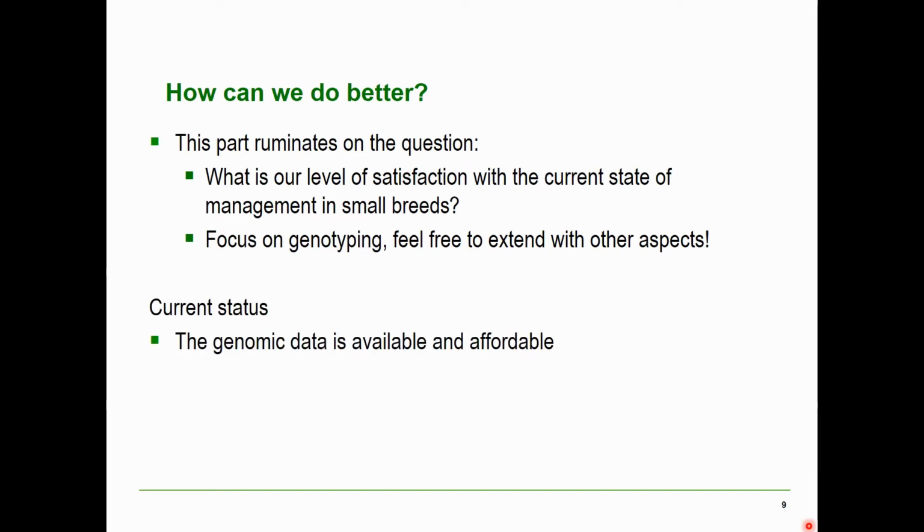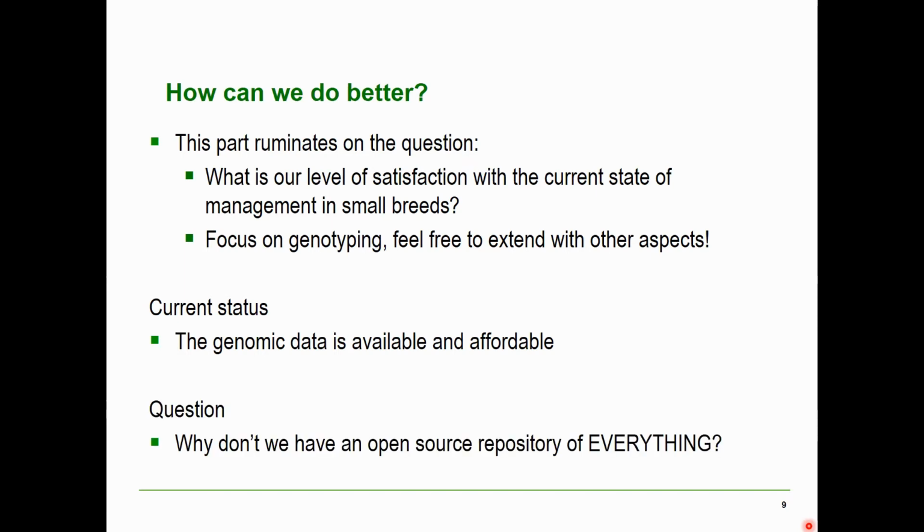Well, the current status is that the genomic data, let's say SNP data, is really affordable. So I was thinking, why don't we have a genomic repository that has genotypes for everything? And if I say everything here, I really mean every single breed from every single species. Yes, we have a lot of possibilities. Yes, we have a lot of open access datasets, but I doubt that we have everything. Actually, I do realize that I have really high expectations here, but otherwise it would not be a challenge.